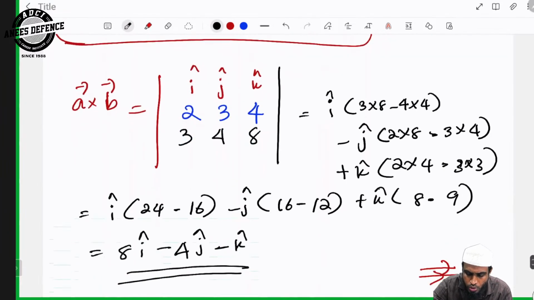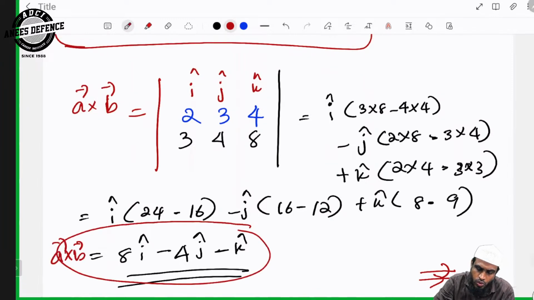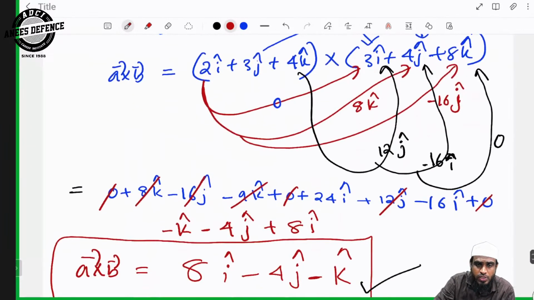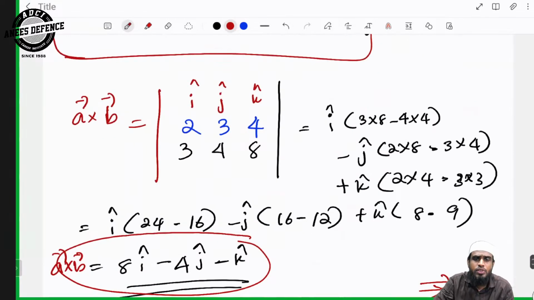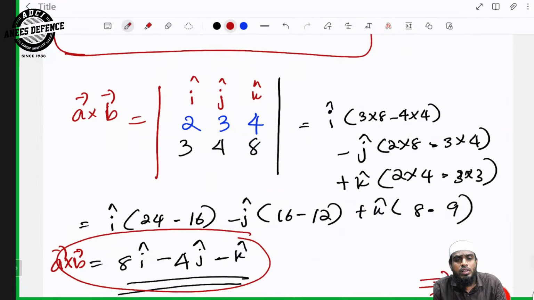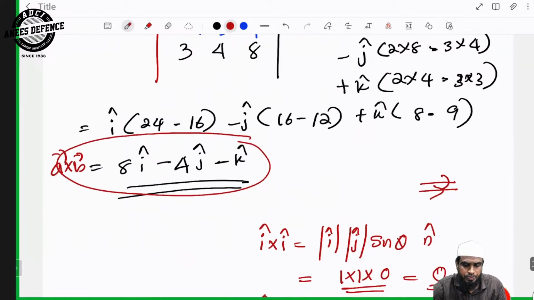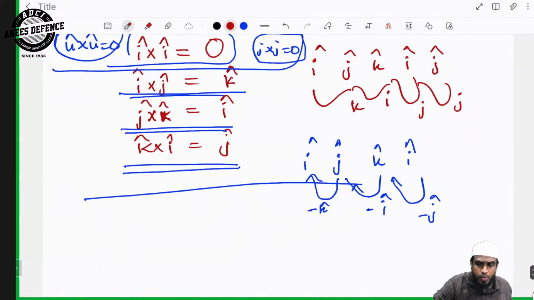Look, you can see both are the same result. So instead of doing this lengthy exercise, you can simply use this determinant method. A cross B is equal to the determinant of i, j, k, then just write the A coefficients and B coefficients, and calculate the determinant. Then you will be able to get the answer very easily. So this is the idea of dot product and scalar product.